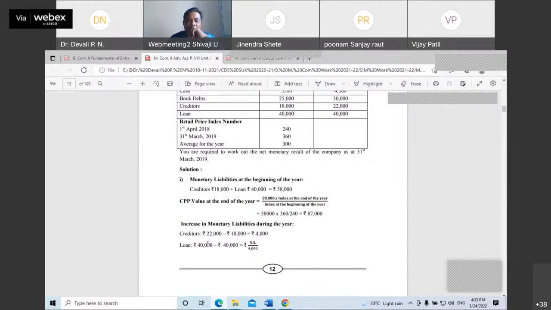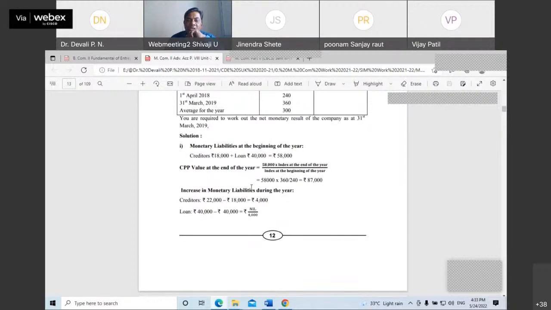But in respect of the loan, we are having the same amount at the beginning as well as at the end. So 40,000 minus 40,000, there is no increase. So the total increase in the monetary liabilities is rupees 4,000.